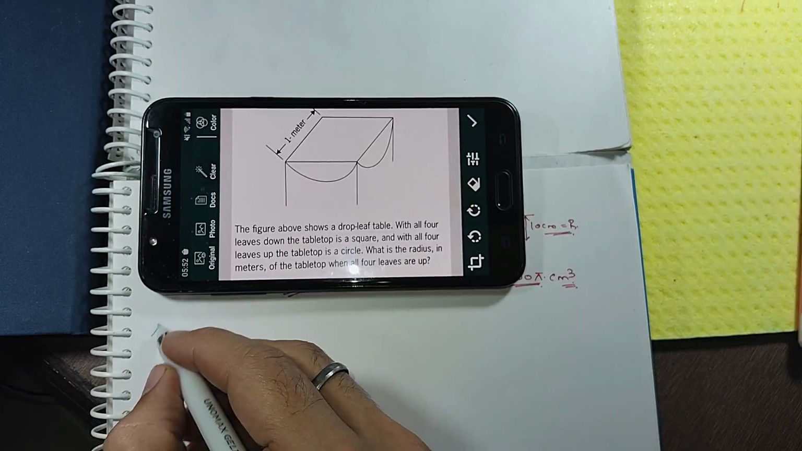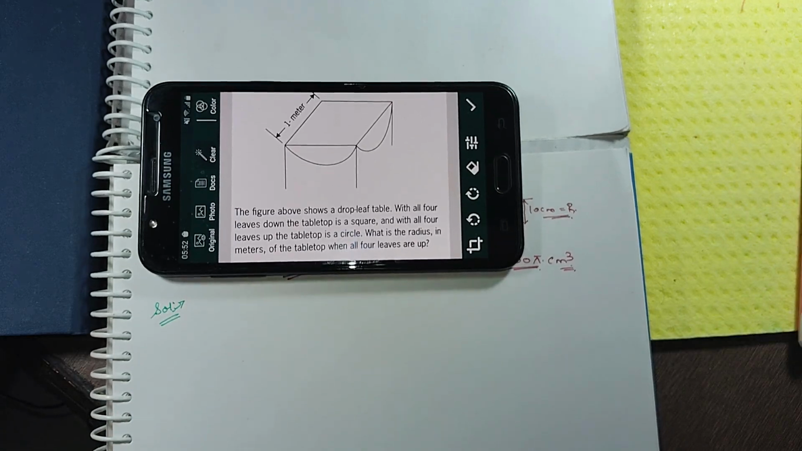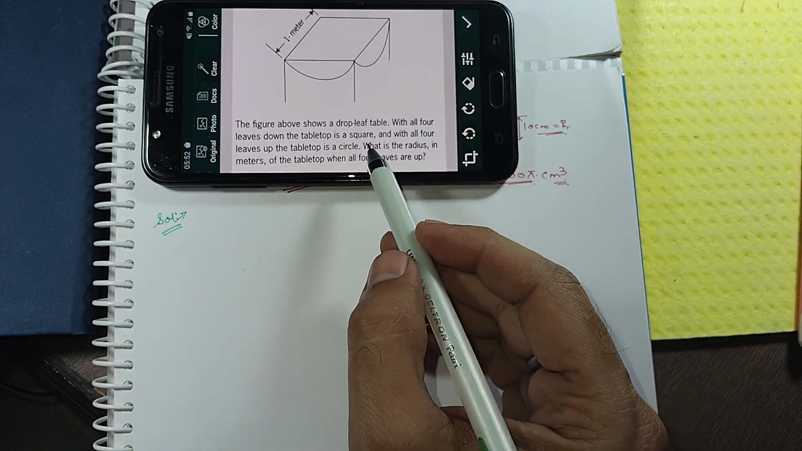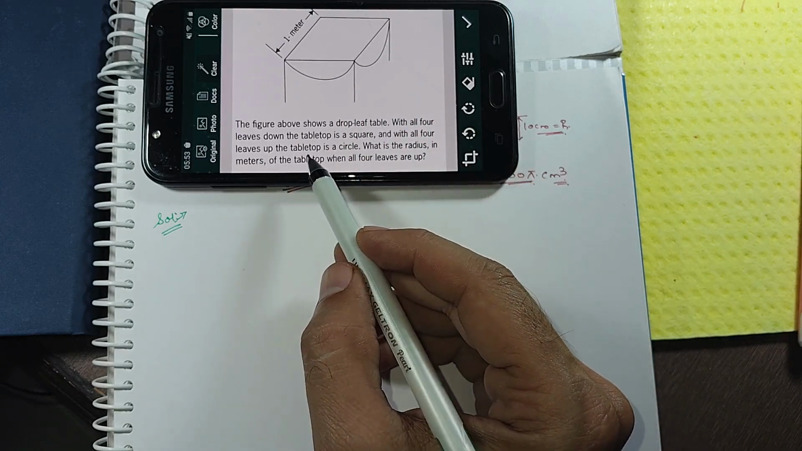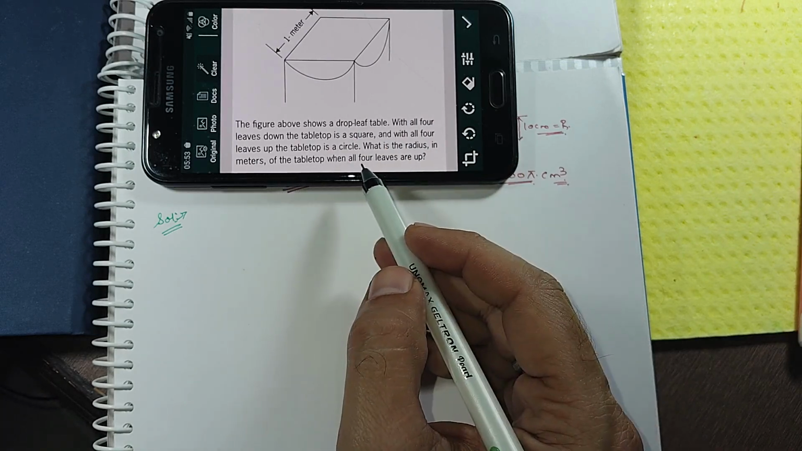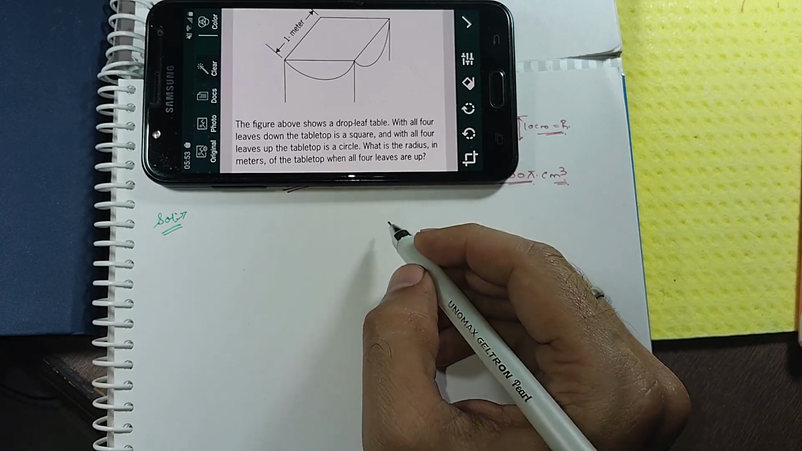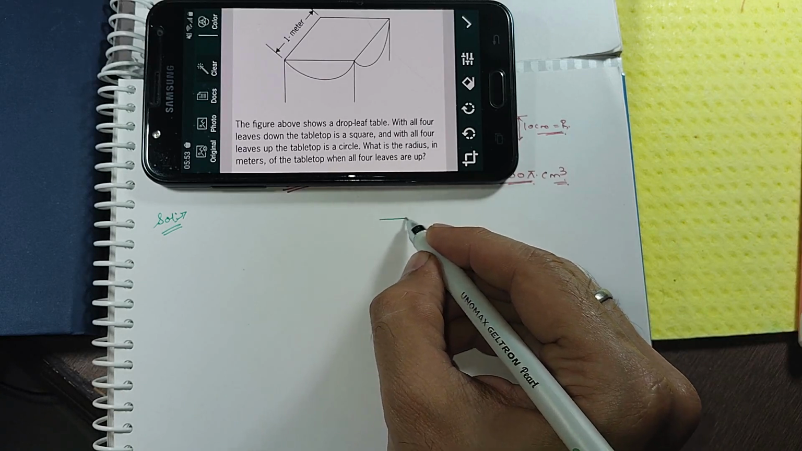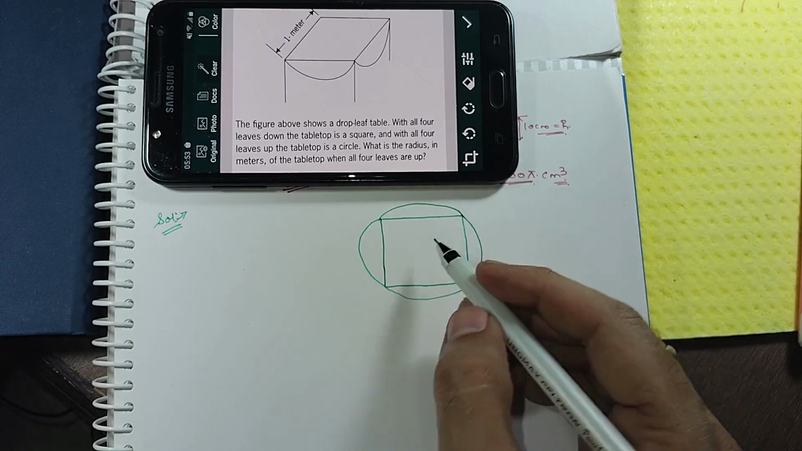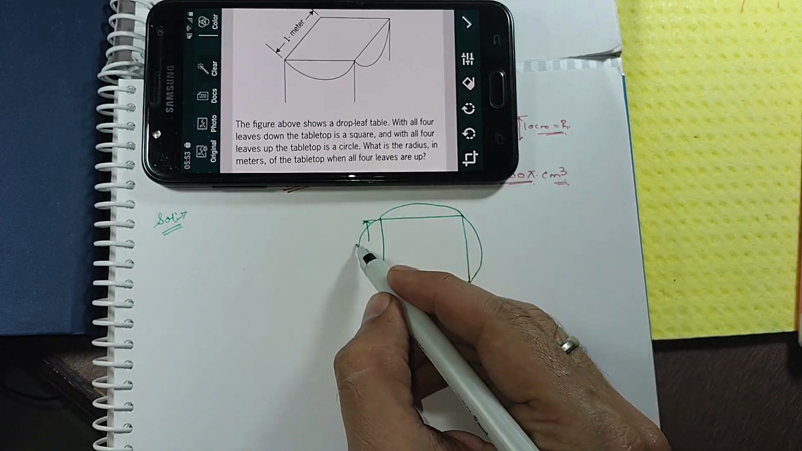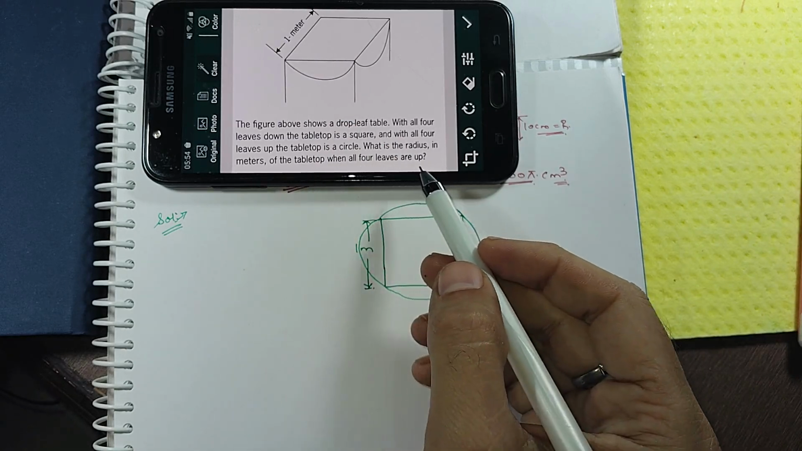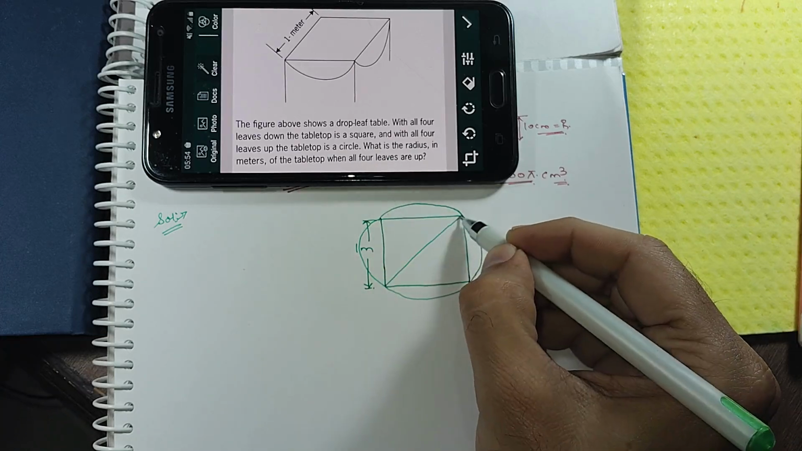The figure above shows a drop leaf table with all 4 leaves down. The tabletop is a square, right? With these leaves down, the tabletop is a square, and with all 4 leaves up, the tabletop is a circle. What is the radius in meter of the tabletop when all 4 leaves are up? So first we will draw the figure. So it says it's a square, and when all the leaves are up, it becomes a circle. So it is like this, right? Now it is given that this length is 1 meter, and you are asked what is the radius in meters of the tabletop when all 4 leaves are up, right? So the radius will be half of this, right?